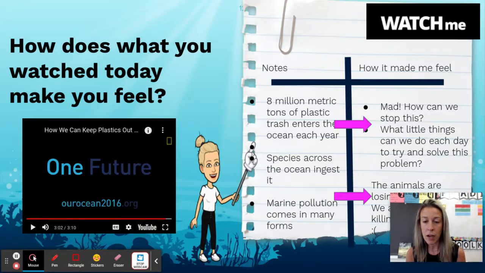I also jotted down that marine pollution comes in many forms. This makes me feel sad because the animals are losing their homes and we're destroying their homes and we are killing the animals and we are damaging their homes. So these notes on the left side of my screen all make me feel really mad, and I want to know what can we do as a community to try and stop this.